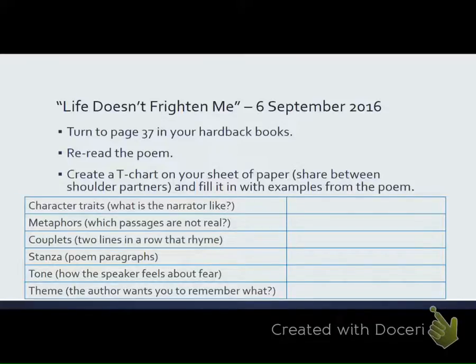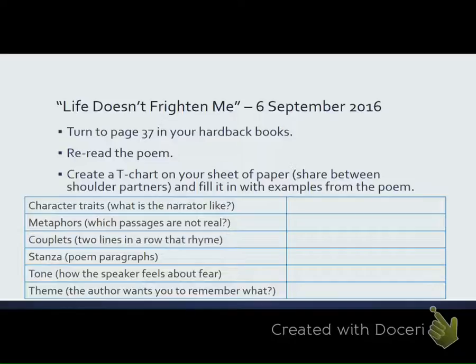Character traits. What is the narrator like? So if you remember in class last week, we talked about how the narrator or the speaker can be different from the author. The author wrote the whole thing, but the author is not always the speaker. The speaker or the narrator is the one who's telling the story. And if you recall, we talked about how the fears in the poem are very childish. So, tell me some character traits about the narrator. What are they like? What are some descriptive words you could use?